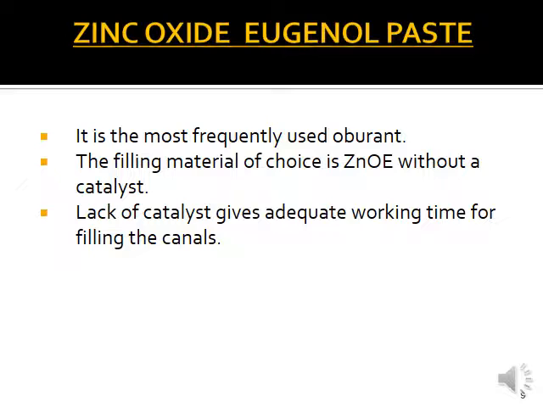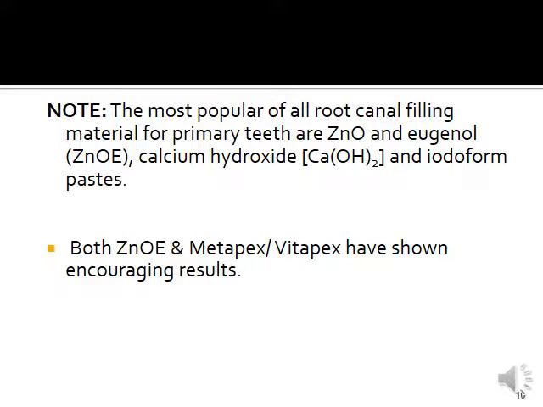Zinc oxide eugenol is the most frequently used obturating material. The filling material of choice is zinc oxide without a catalyst, as the lack of catalyst gives adequate working time for filling the canal. Root canal filling materials for primary teeth are zinc oxide eugenol, calcium hydroxide, and iodoform paste. Both zinc oxide eugenol and Metapex and Vitapex have shown encouraging results.